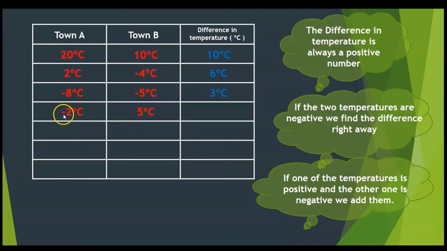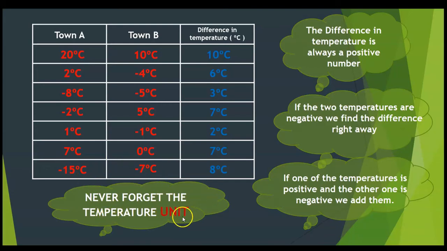Now let's do the next example. Negative, positive, then we add. So it will be 7. 1 and -1, positive and negative, then we'll add. It will be 2. 7 and 0 will subtract, so it will be 7. Negative and negative, we are going to subtract. So 15 minus 7 is 8. Is this clear now? Please take notes and remember these rules. And never forget the temperature unit, okay? Because you may lose the mark if you didn't write the unit.